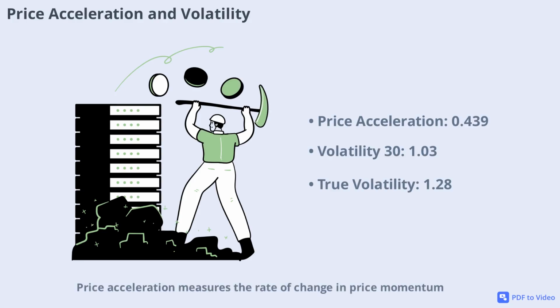Price acceleration measures the rate of change in price momentum. For COWG, the acceleration is 0.439, while volatility over 30 days is 1.03. True volatility is also at 1.28. These moderate values suggest that the stock is experiencing some movement, but not at an extreme pace. Monitoring changes in acceleration and volatility can help traders anticipate periods of increased activity or potential breakouts.